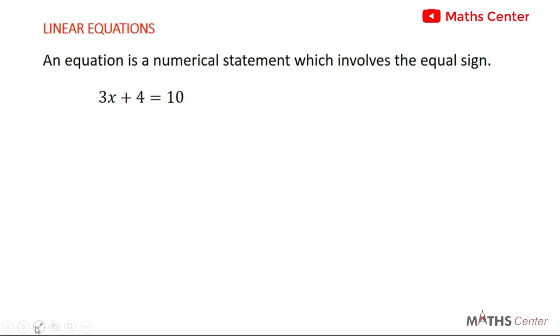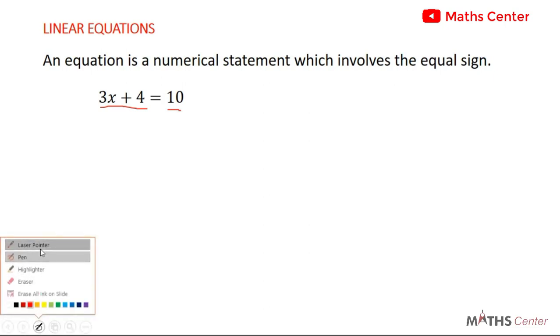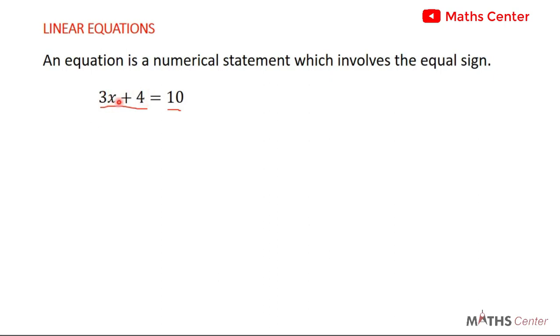Now we can see that we have this expression on the left hand side and this expression on the right hand side. So here we have 3x plus 4 as an expression on the left hand side. Then we have 10 on the right hand side. Now immediately you bring an equal to sign between 3x plus 4 and 10, we are saying that the whole thing turns into an equation. So this time 3x plus 4 is equal to 10.